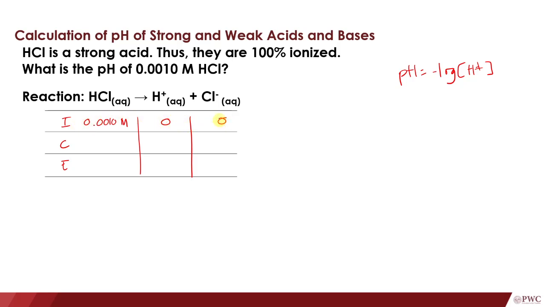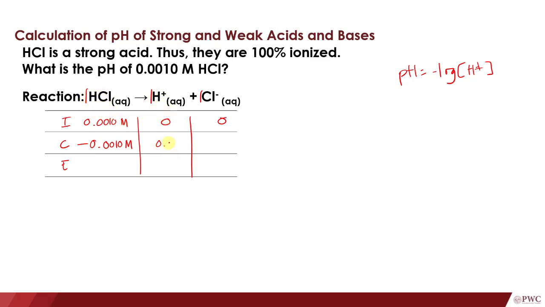The products at the initial, before the reaction, are not formed yet, so that's 0 for now. Then for the change in concentration, HCl is a strong acid, therefore it will completely react to form H plus and Cl minus. So all of this 0.0010 will be consumed to form the product, that is minus 0.0010 molar. And if we look at the coefficients in the balanced chemical equation, there is a 1 to 1 to 1 ratio. So if we lost this amount in our HCl, the same amount will be formed for H plus.